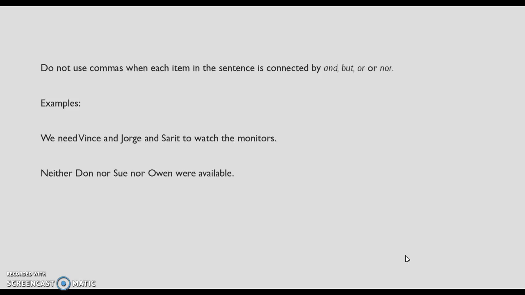Do not use commas when each item in the sentence is connected by and, but, or, or nor. Example. We need Vince and George and Sarit to watch the monitors. Neither Don, nor Sue, nor Owen were available.